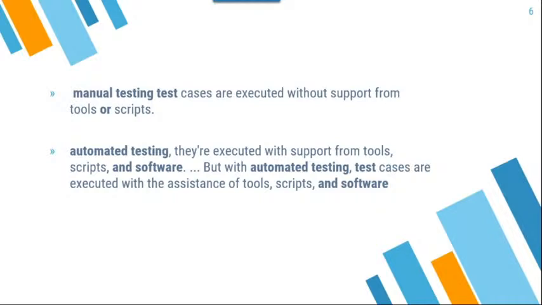Whereas if you want to work in automation, you require some scripting and some tools. Based on the tools and script, we can execute all our test cases. Such kind of testing we can call automation testing. Is it clear, guys? This is one of the most important points. Before we start manual testing, you need to understand what manual testing is and what automation testing is.